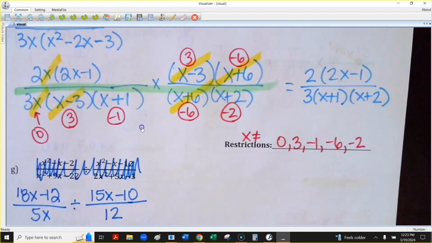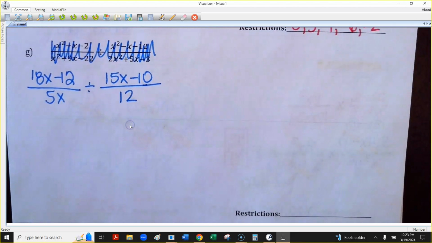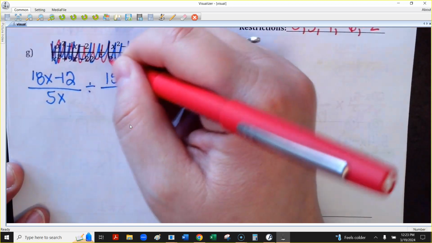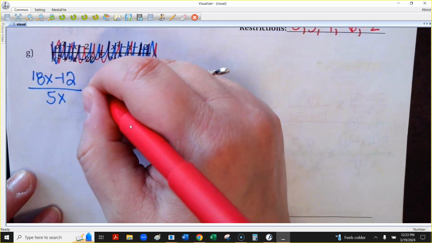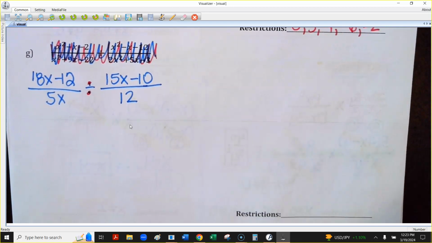Okay, and then do me a favor. I'm going to have you change up this very last problem here. Okay, so just cross out what was there. And my first fraction, I'm going to do 18x minus 12 over 5x. And then I'm going to divide that by 15x minus 10 over 12. This one won't be too bad, but we're going to have to do some simplifying.